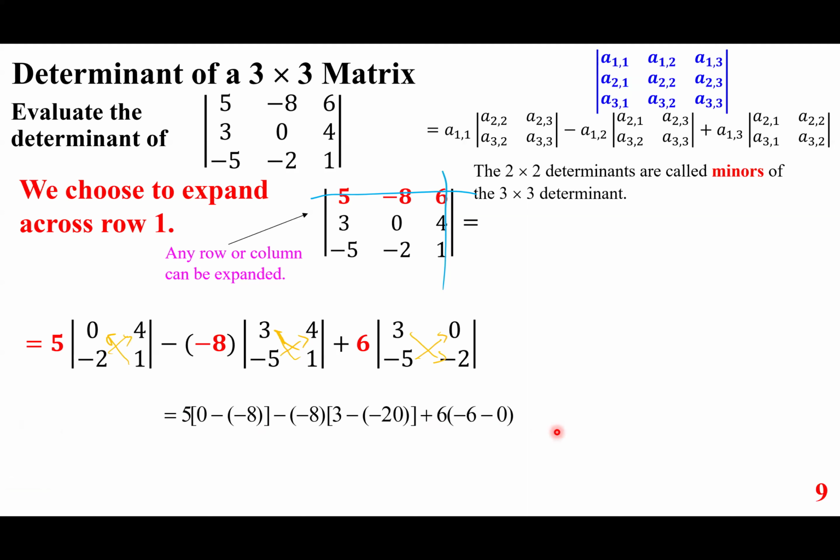So this is obviously positive. So 5 times 8, this is minus 8, positive 8 times 23, and 6 times negative 6. And we get 40 plus 184 minus 36 equals 188. So I hope everybody is okay with that.